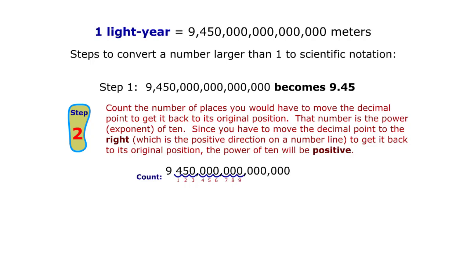Since you have to move the decimal point to the right, which is the positive direction on a number line, to get back to its original position, the power of 10 will be positive. We count 15. This means 10 to the 15th power.